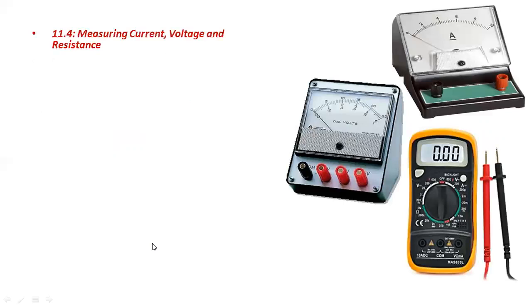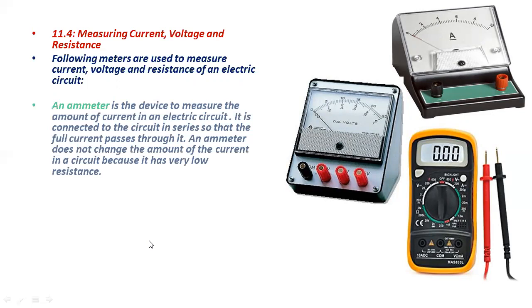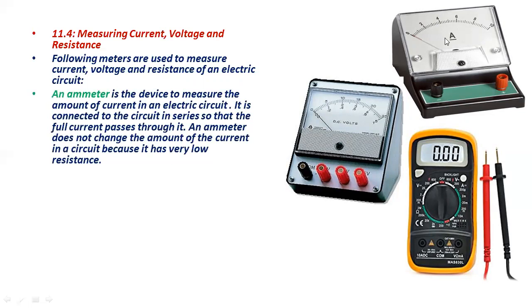How could we measure the current, voltage, and resistance? We have three important devices through which we can measure them. First of all, an ammeter. Ammeter, I told you, is represented with a capital A, for ampere. It is the device to measure the amount of current in an electric circuit. It is connected to the circuit in series, so the full current passes through it. An ammeter does not change the amount of current in a circuit because it has very low resistance. It only tells us the amount of current which flows through the circuit.